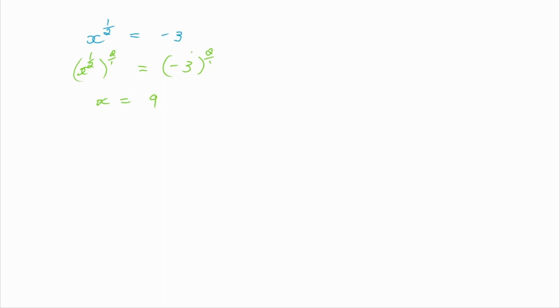Remember, this thing has to be in a bracket in your calculator. So we get 9 here. The problem is, if you plug this 9 back, if you replace this with a 9 and in your calculator do 9 to the power of 1 over 2, you'll get positive 3 instead of negative 3. So in this case there is no solution.